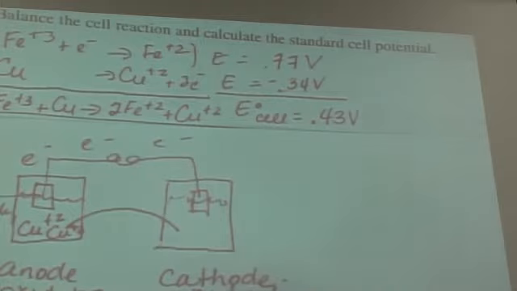At the cathode, where the reduction is occurring, what's happening? Iron 3 is gaining an electron and becoming iron 2. So it doesn't matter which one you start with, copper or iron?